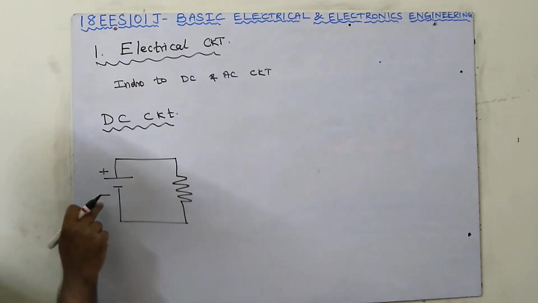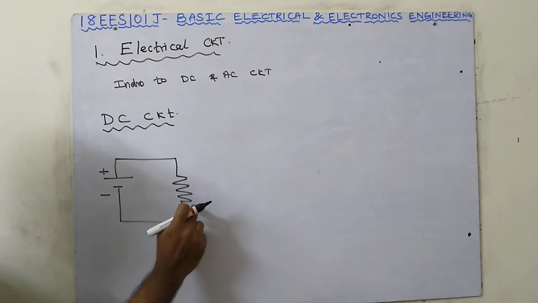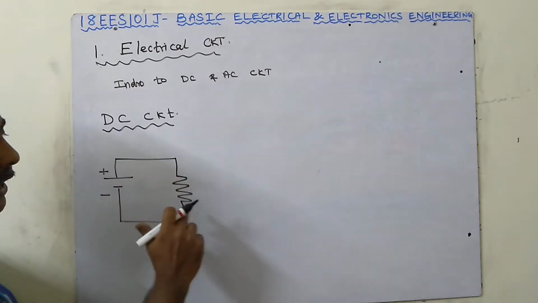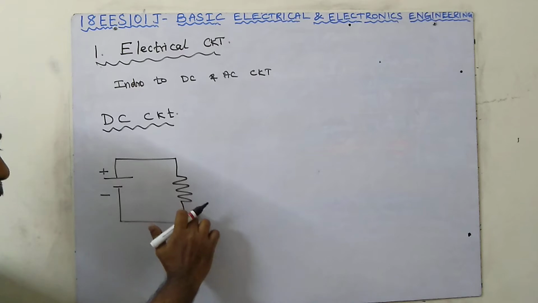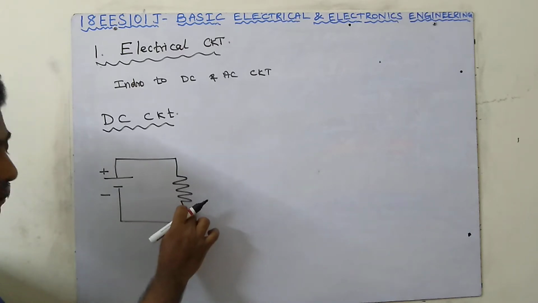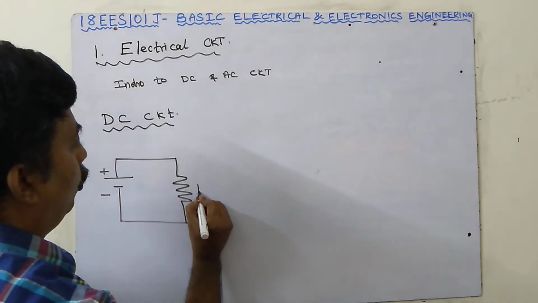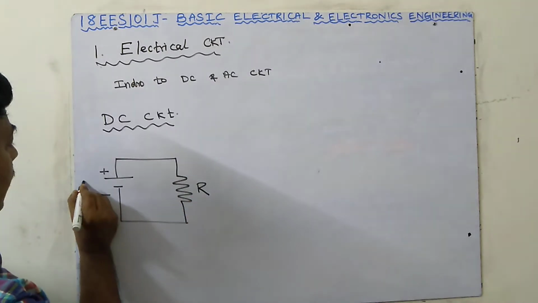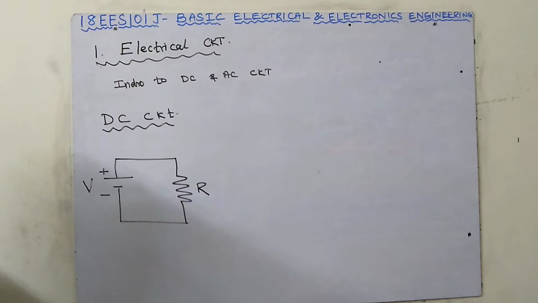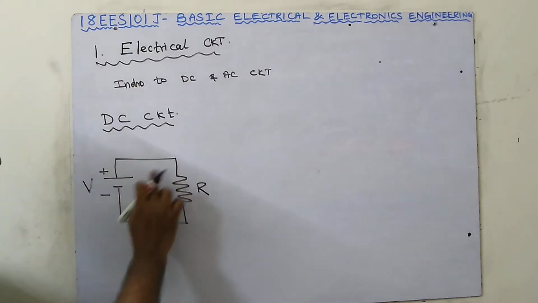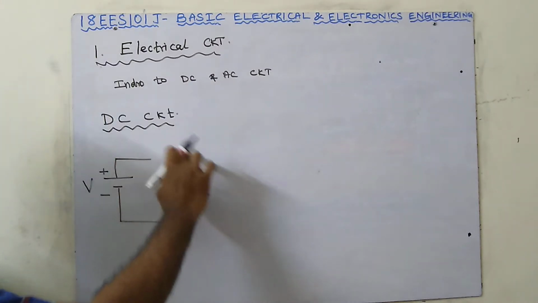Here electrical energy is converted into another form of energy. If it is a resistor, it will form heat energy. If it is a lamp, electrical energy is converted into light energy. Here the load is R, and the supply voltage is V. This is a closed path. There is no opening; it is a fully closed path.